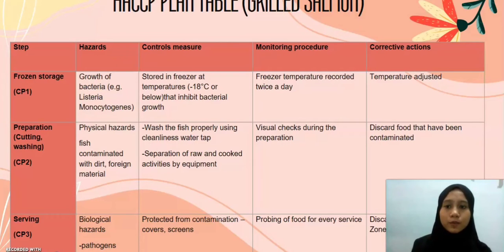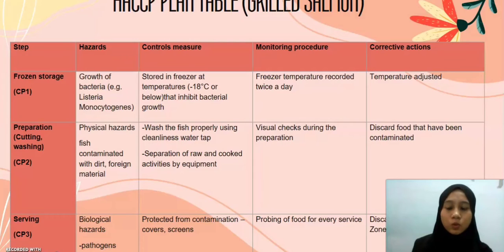Next is the preparation, which includes the steps cutting and washing, considered to be CP2. The hazard is physical hazard, such as the fish being contaminated with dirt or foreign material. The control measure is to wash the fish properly using a clean water tap and separate the equipment for raw material and cooked food. The monitoring procedure is visual check during the preparation, and the corrective action is to discard food that has been contaminated.